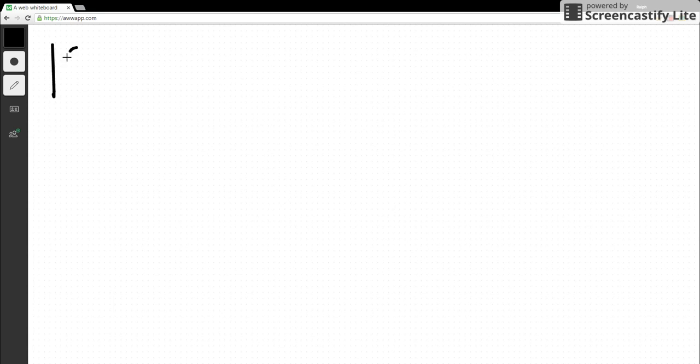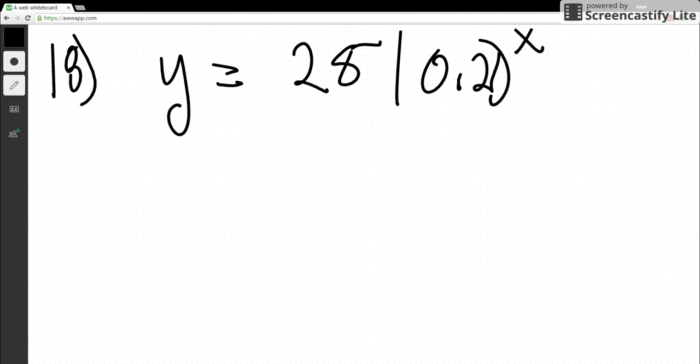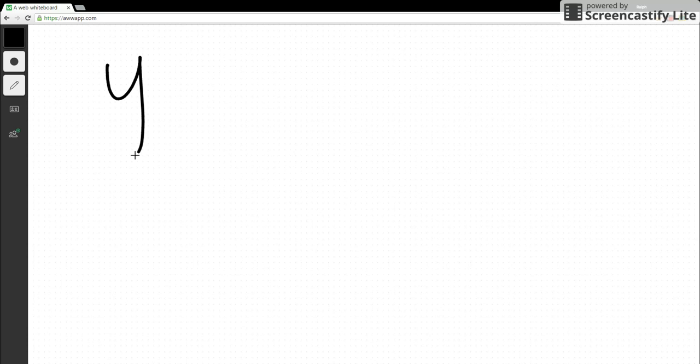Number 18, consider this function. Find the range. Okay, so y equals 25 times 0.2 to the, oh, it's a little sloppy there, I know. Let me see if I can rewrite that. Hold on. 25.